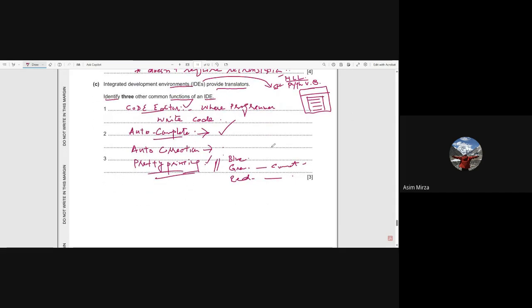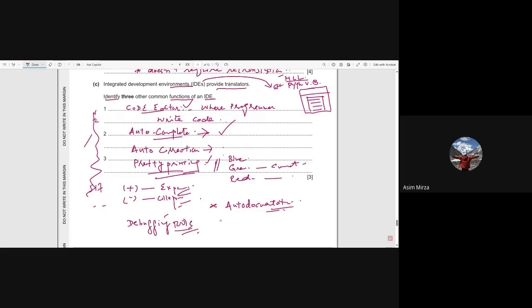Pretty printing also provides you the facility of pressing the plus and minus buttons to collapse and expand, or vice versa. Another feature is auto documentation, which can automatically document your code. And some languages also give you line numbers, line 1, 2, 3, line 517. If you are writing very long code, some languages give you line numbers as well. That also gives you debugging tools to find the errors and fix them.